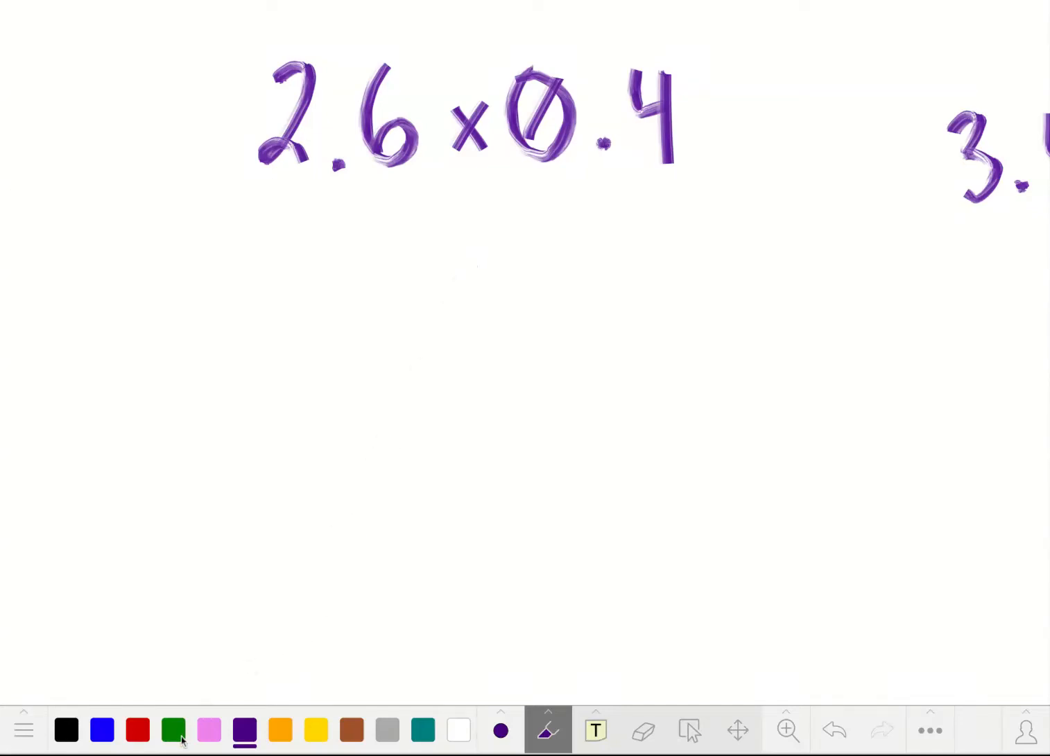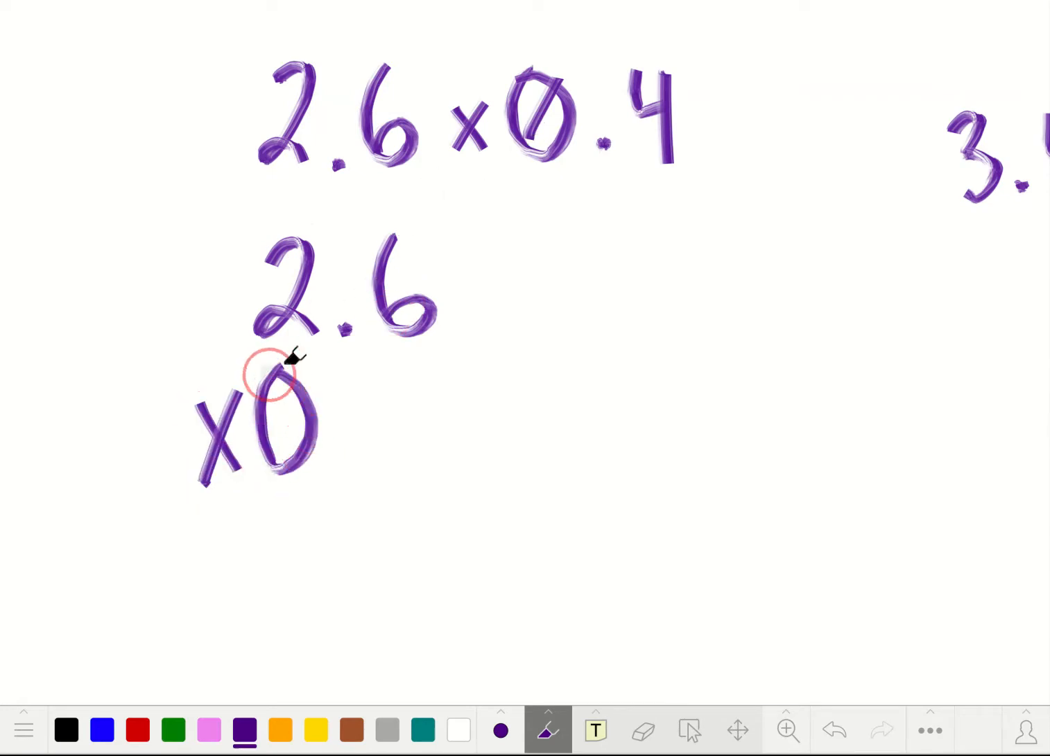All right, so we're going to be multiplying decimals today. Now, unlike with addition and subtraction, when you're multiplying decimals, you do not need to line up the decimal points. Sometimes it happens automatically, but you don't have to worry about doing that. So we have here 2 and 6 tenths, and we're going to multiply times 0 and 4 tenths.